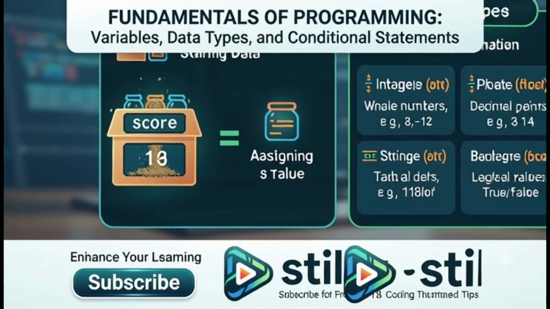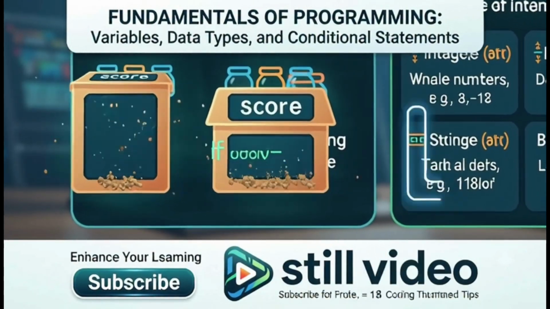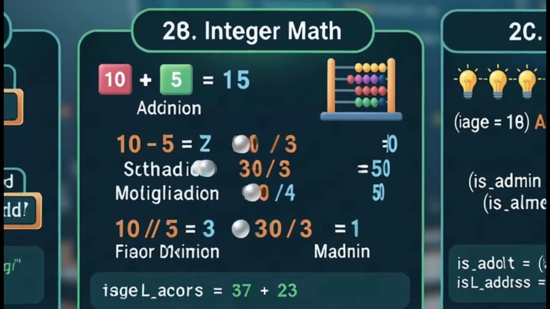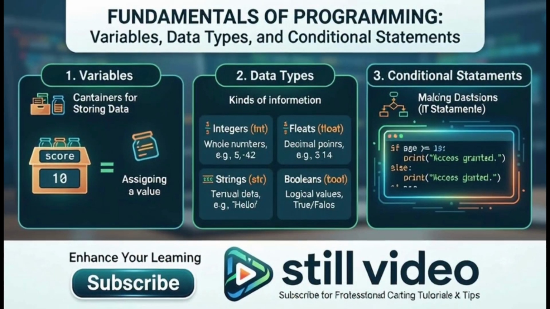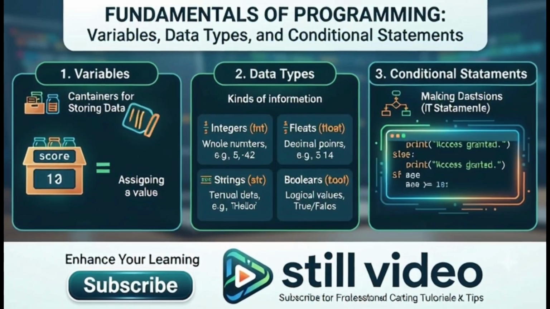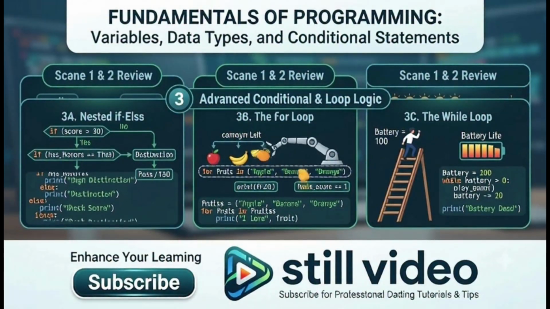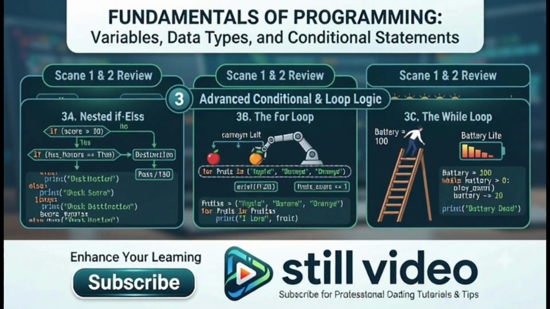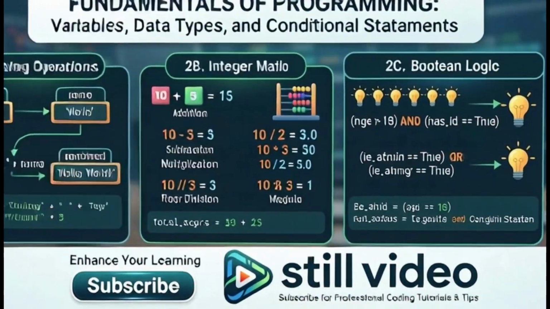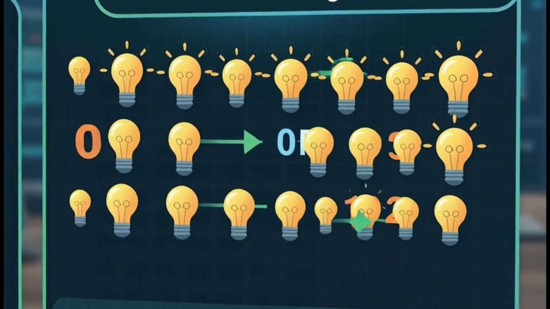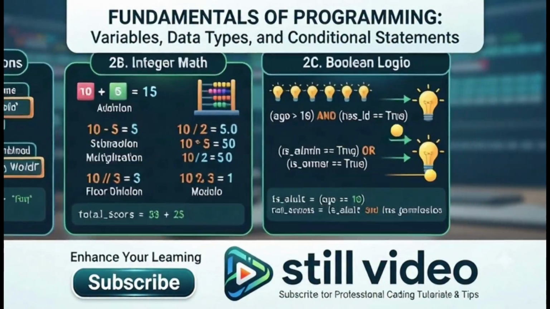1. Variables. Variables are essentially containers used to store data that your program can manipulate. Think of them as labeled boxes where you keep information to retrieve or update later. How they work: you give the container a name, an identifier, and assign it a value using an assignment operator, typically the equals sign. Example: score = 10.